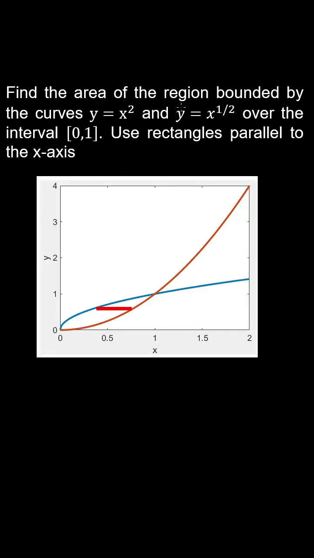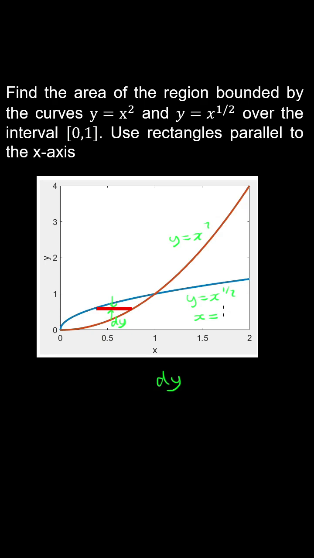Let's find the area of the region bounded by the curves y equals x squared and y equals root x over the interval from 0 to 1. And we're asked to use rectangles that are parallel to the x-axis. So these are horizontal rectangles that are going to have an infinitesimal thickness dy. And to obtain the length of that rectangle, we need to write these equations for these curves in terms of y, because we're going to integrate over y.